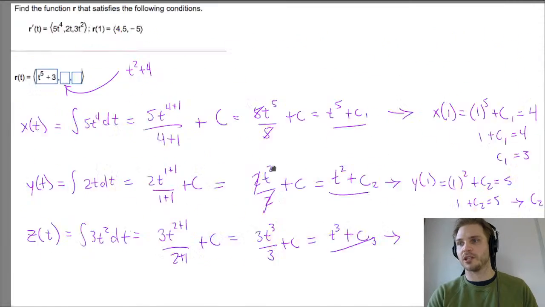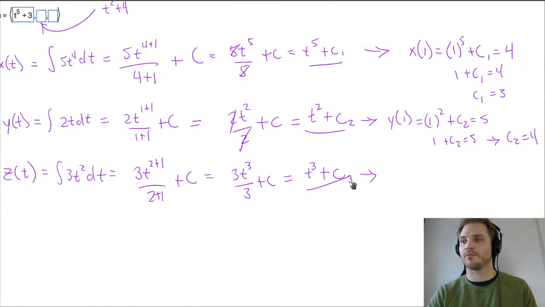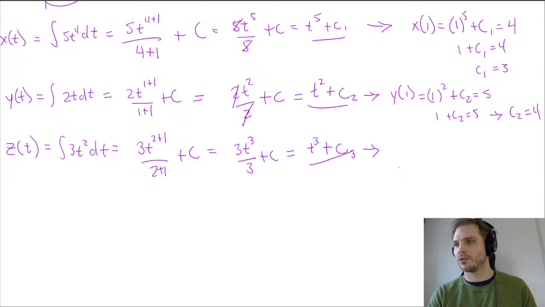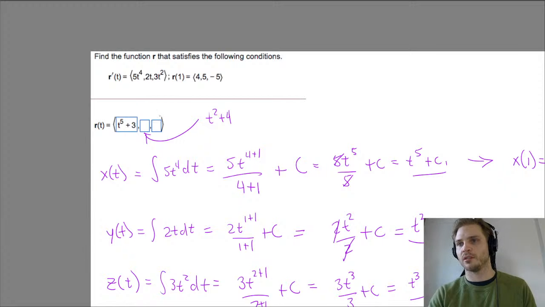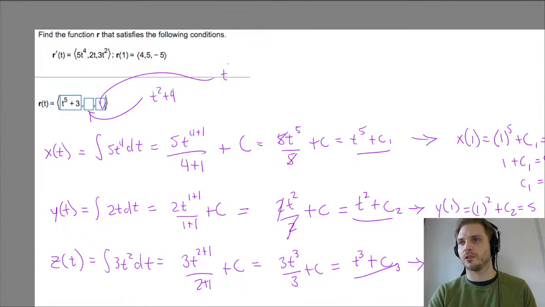All right, last but not least, we've got to plug in 1 to find z, which gives us -5. So I'm going to use this function. So 1 cubed plus c3 equals -5. 1 cubed is 1. And subtract 1 from both sides, c3 equals -6. So then this one is t cubed minus 6. T cubed minus 6. Yeah.